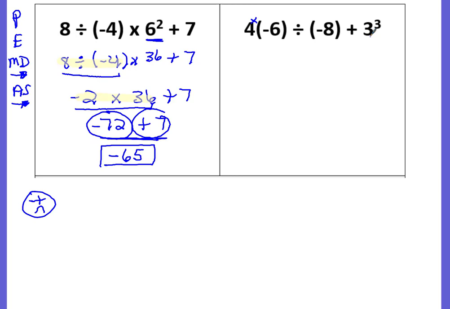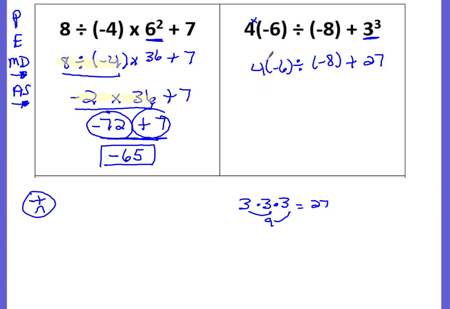Plus, and then you have a 3 to the 3rd power, 3 cubed. All right, since there are no parentheses or grouping symbols, we go straight to the exponents, which is the 3 cubed. And remember, this is 3 repeated 3 times, and you multiply them. 3 times 3 is 9, and 9 times 3 is 27. So 3 cubed equals 27. We bring everything else straight down. Plus -8 divided by -6 and 4. And remember, this means multiplication.